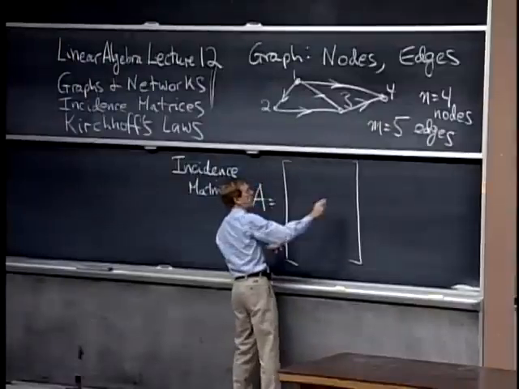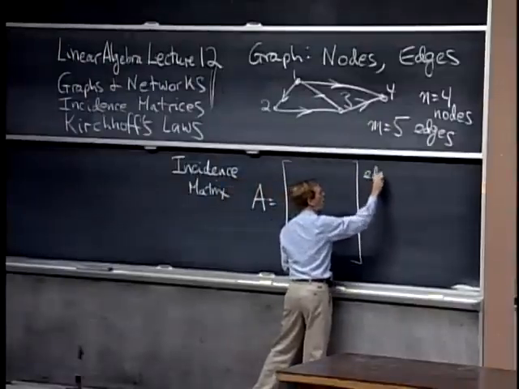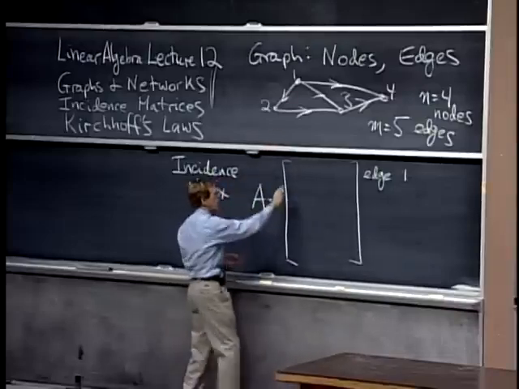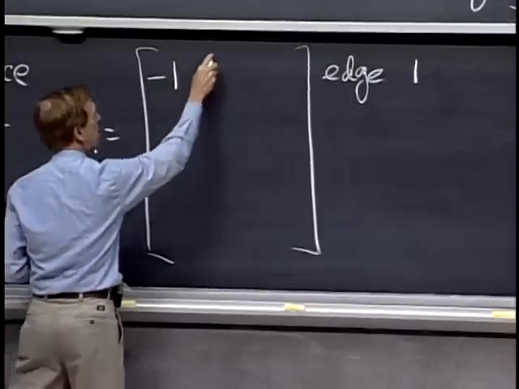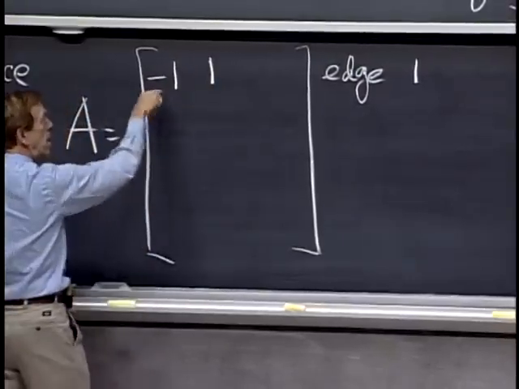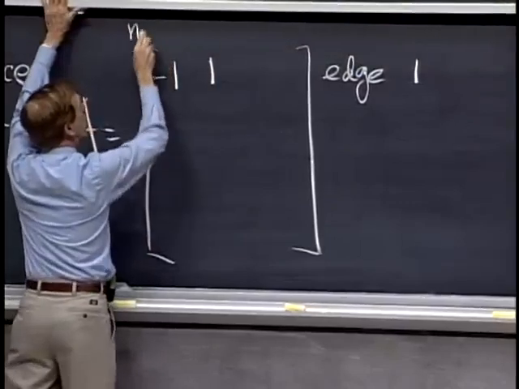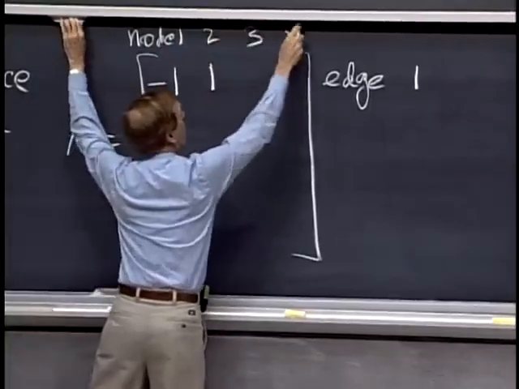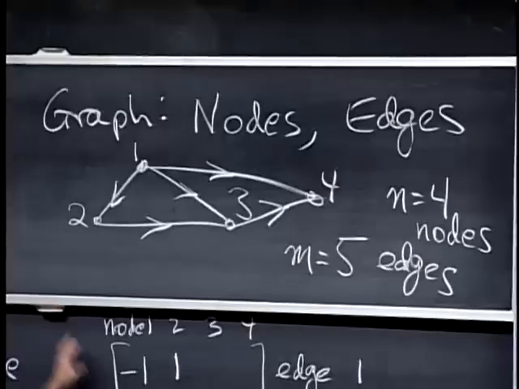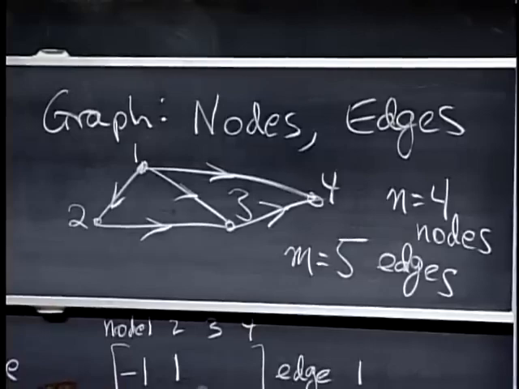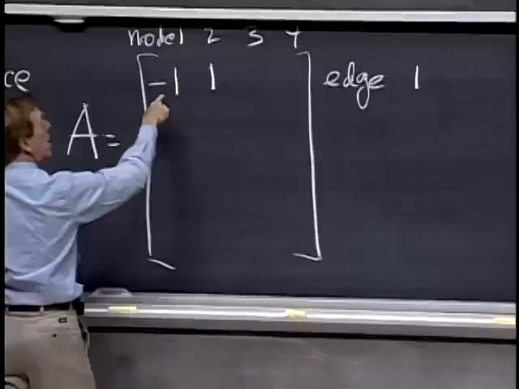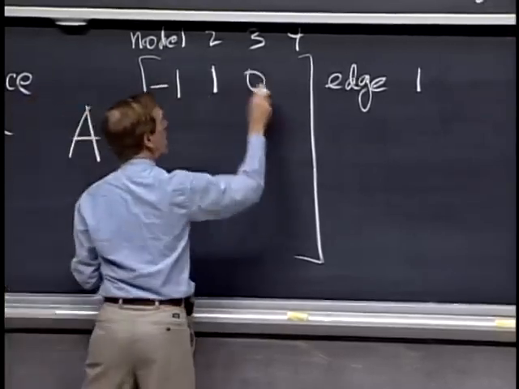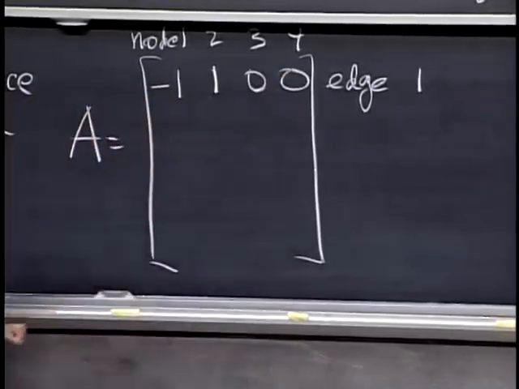Okay, the first edge, edge 1, goes from node 1 to 2. So I'm going to put in a -1 and a +1. This corresponds to node 1, 2, 3, and 4, the 4 columns. The 5 rows correspond, the first row corresponds to edge 1. Edge 1 leaves node 1 and goes into node 2, and it doesn't touch 3 and 4.